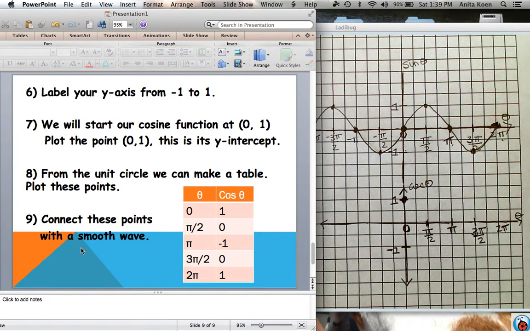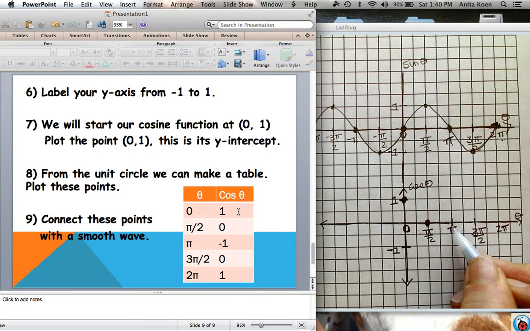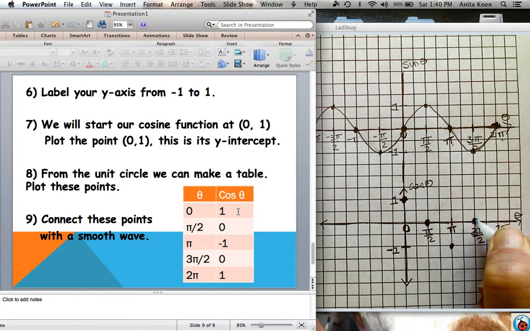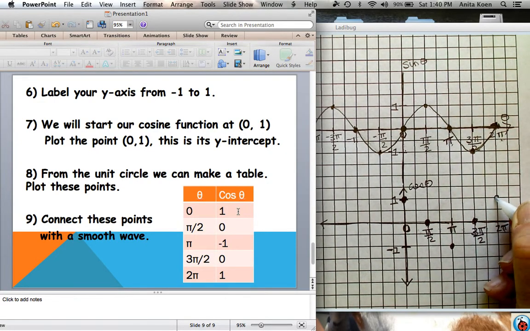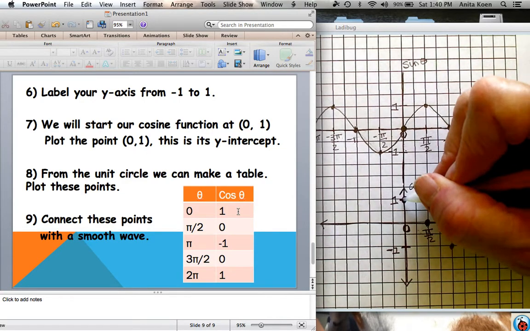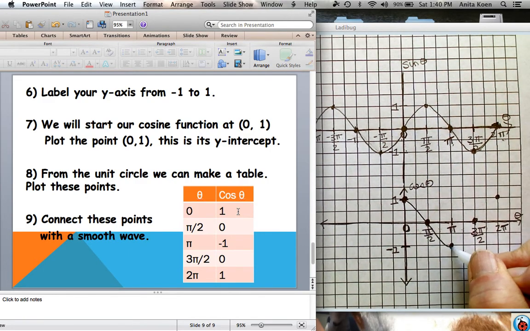Then, again, hopefully now you have out your unit circle. If you don't, stop the video and go get your unit circle so that you can see where these numbers come from. From the unit circle, we can make a table. 0, 1, that's this y-intercept. Pi over 2, 0. Pi, -1. 3 pi over 2, 0. And 2 pi, 1. This is my cosine function, so I'm going to connect these with a smooth, continuous curve. And this is kind of a cup shape here.